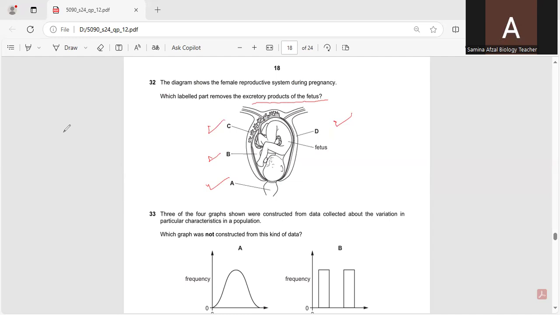So which one of them? Here you can see B is the amniotic fluid, and A is the part of the cervix from where the head goes out, and D is the uterine lining or endometrium. The correct option in this case is C, which is the placenta. And it is the placenta through which the excretory products of the fetus are removed.